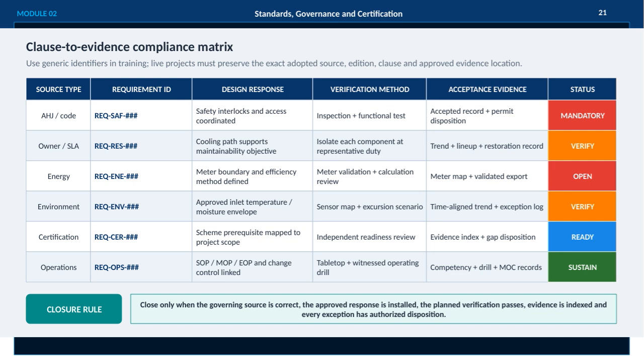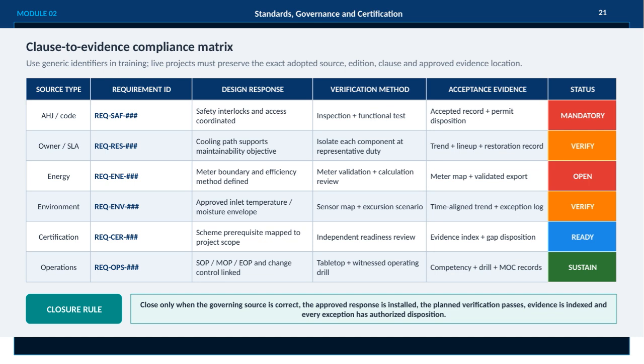The matrix is divided into sections like safety, owner requirements, energy, environment, certification, and operations. For example, safety requirements might involve coordinating safety interlocks and access, which are verified by inspections and functional tests, with records duly accepted. Energy requirements focus on defining and validating meter boundaries and efficiency methods, ensuring accurate data collection.